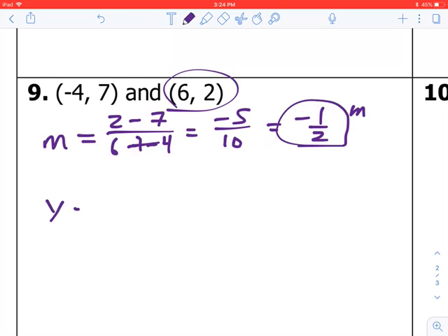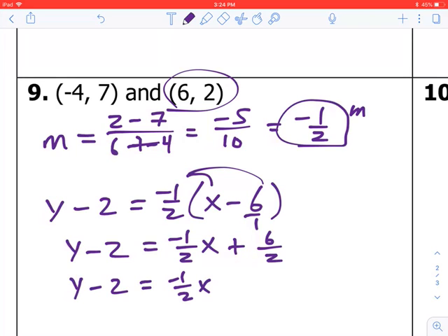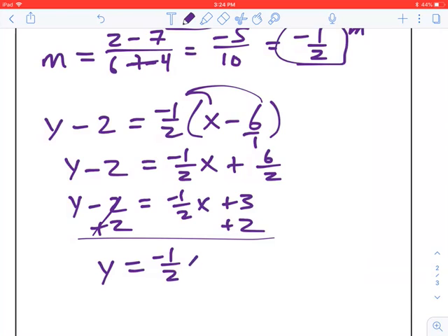So y minus the y value, 2, equals negative 1 over 2 times x minus the x value, 6. And so let's distribute. y minus 2 equals negative 1 over 2x. And then negative 1/2 times negative 6 is positive, and so that's 6 on top, 2 times 1 on bottom is 2. So y minus 2 equals negative 1 over 2x plus 3. And then I just add 2 to both sides. And we get y equals negative 1 over 2x plus 5.